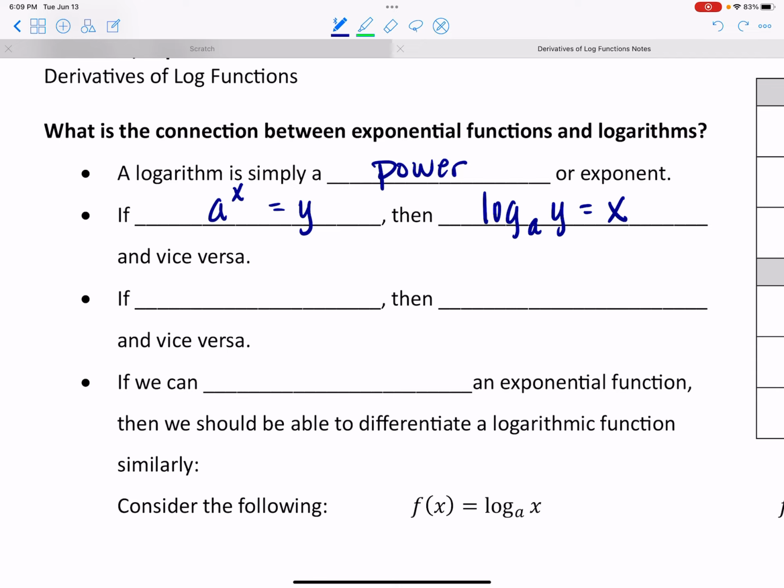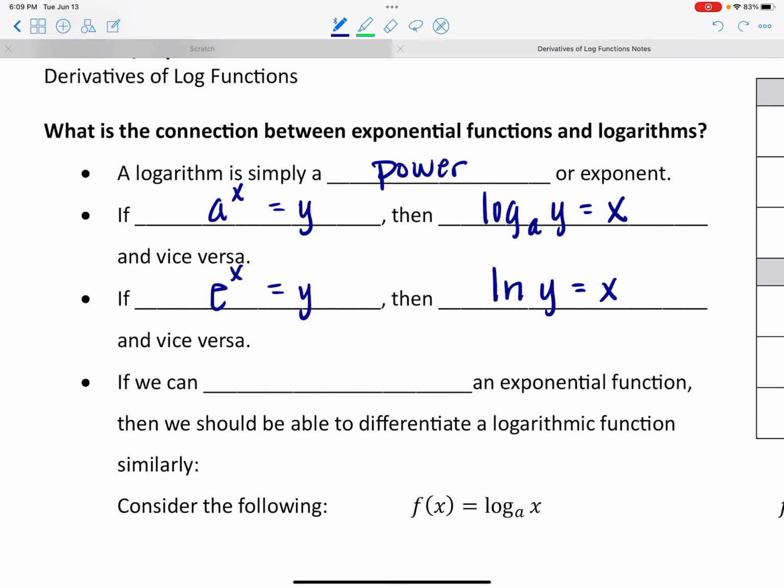Now, if we're dealing with the natural logarithm, if I had e to the x power equal to y, our natural logarithm is always base e. So this would be the natural log, again with a base of e. Since it's always base e, we don't write it, of y equal to x. So the exponent here is again represented by this natural logarithm.